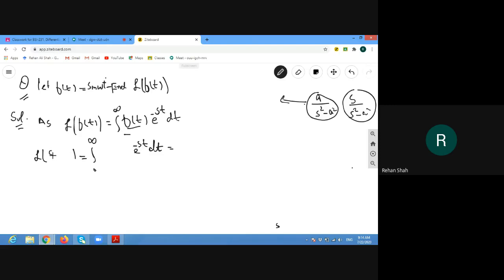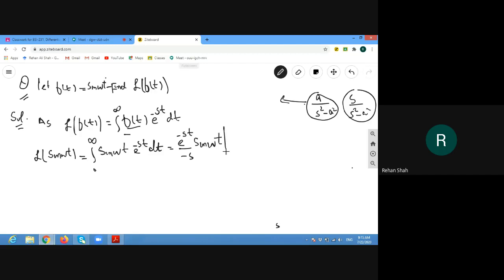Now this is sine omega t. So this will become sine omega t. And if you integrate it once, so you will get what? Integral of e power minus st is e power minus st divided by minus s, times sine omega t.